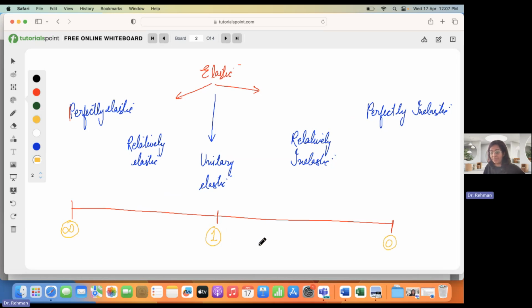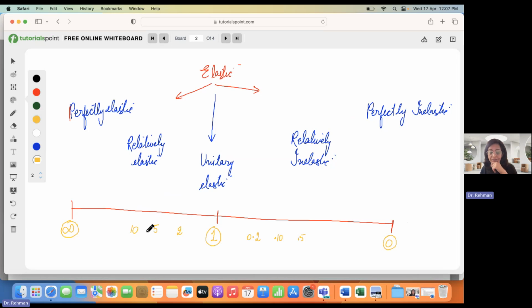Any value between 1 and 0, any value that has 0.2 or 0.10 or 0.5, all of these values will be considered on the right-hand side. And on the left-hand side, any value which would be like 2 or 5 or 10, this is usually rare. You don't get such high values because such products are not really available in the market. This is towards the left-hand side.